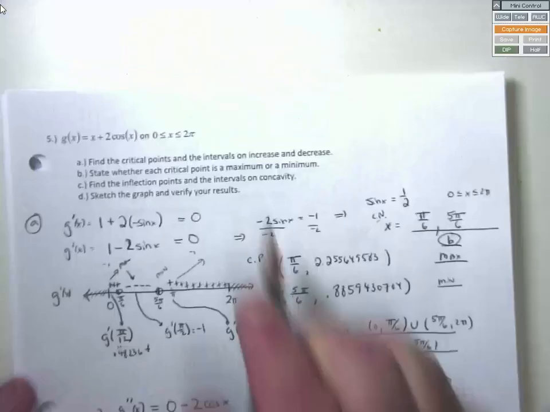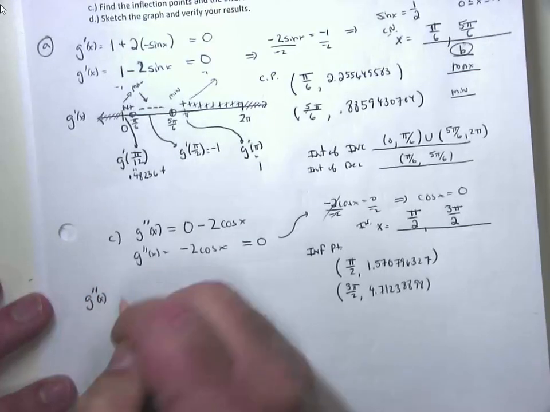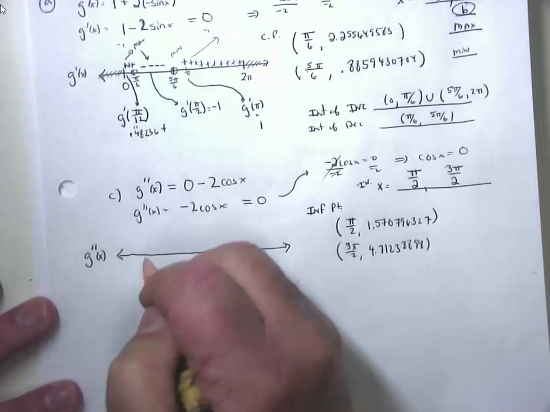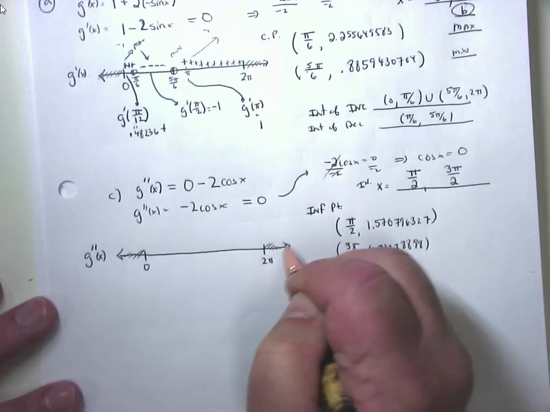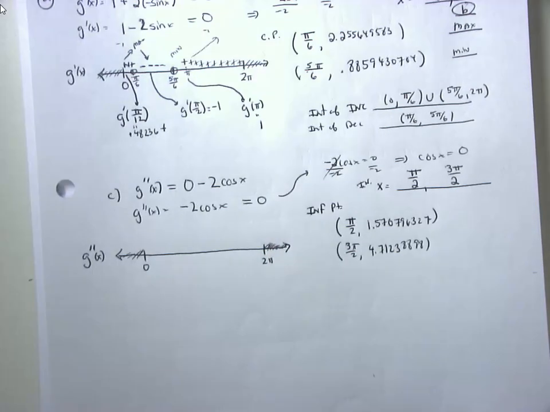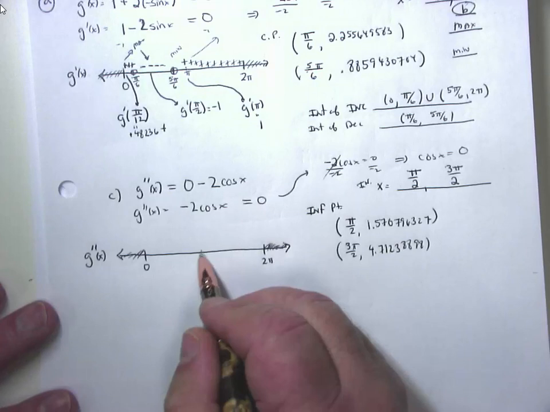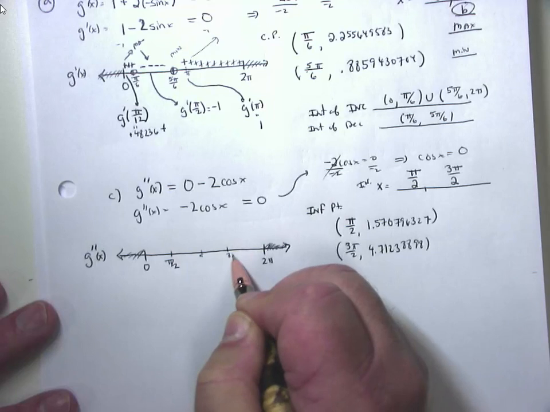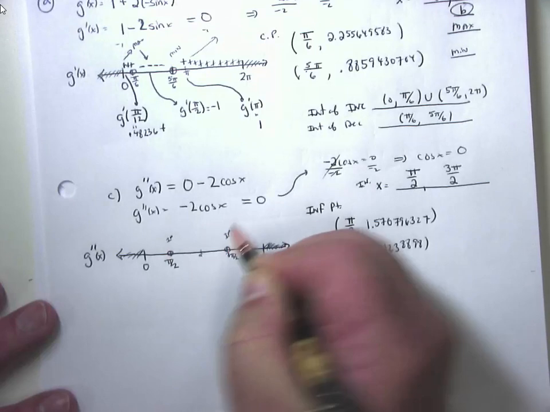Now we're supposed to state intervals of concavity. For intervals of concavity, I gotta have a number line. Interval means number line, and for concavity, it's a second derivative number line. But same deal, I don't care about less than 0, and I don't care about more than 2 pi, because I have a domain restriction of between 0 and 2 pi. So my inflection points are at pi/2, which is the middle of the interval since pi is right in the middle, and the other one is at 3 pi/2. These are my inflection points.